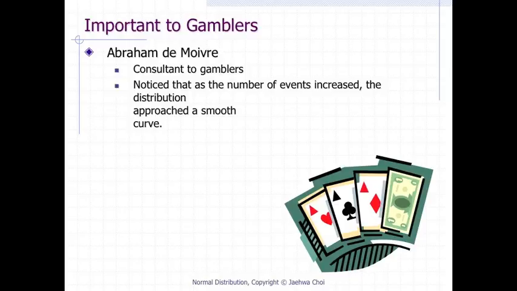Abraham de Moivre, an 18th century statistician and consultant to gamblers, was often called upon to make these lengthy computations. De Moivre noted that when the number of events, or coin flips, increased, the shape of the binomial distribution approached a very smooth curve.